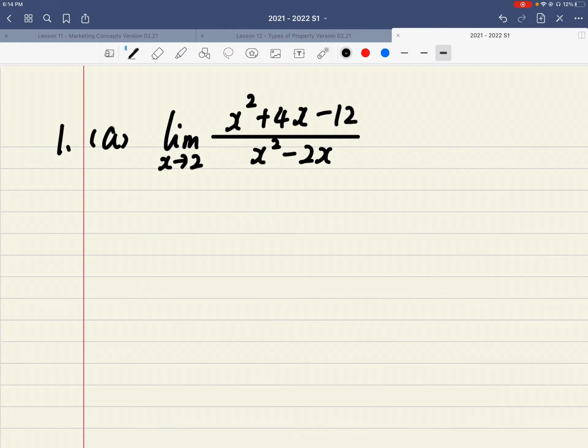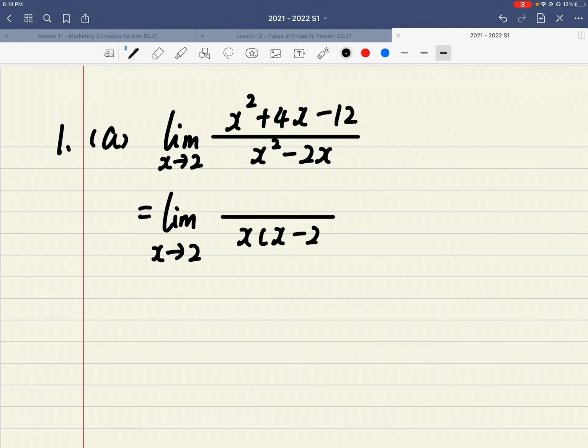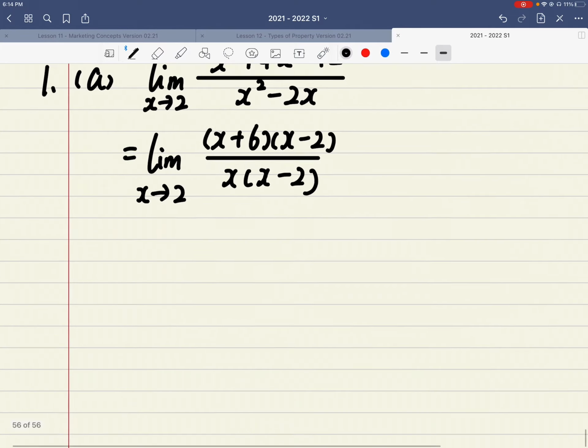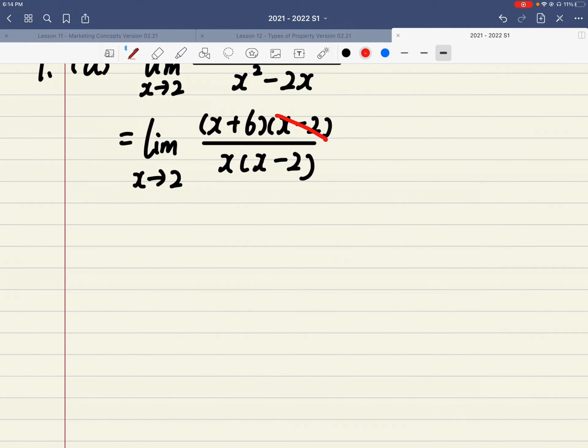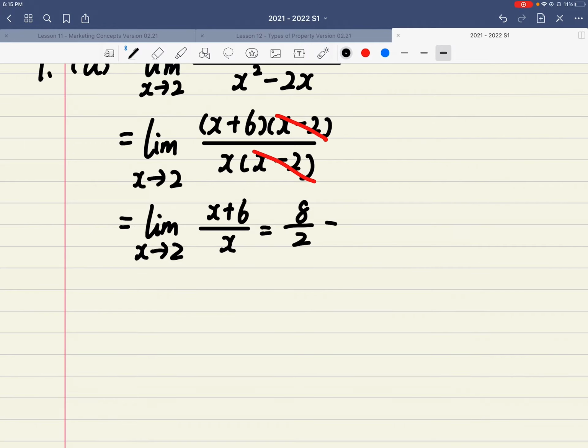Okay, in this case, usually there is a common factor between the top and the bottom. Here, the bottom is x times x minus 2. The top is x plus 6 times x minus 2. Okay, then these two parts cancel out. So it's the limit of x plus 6 over x. Okay, so it's 8 over 2. The result is 4.